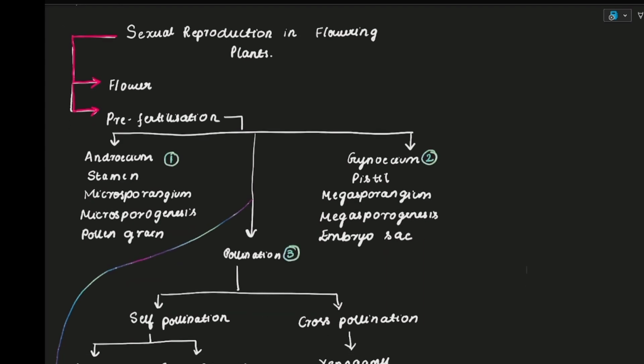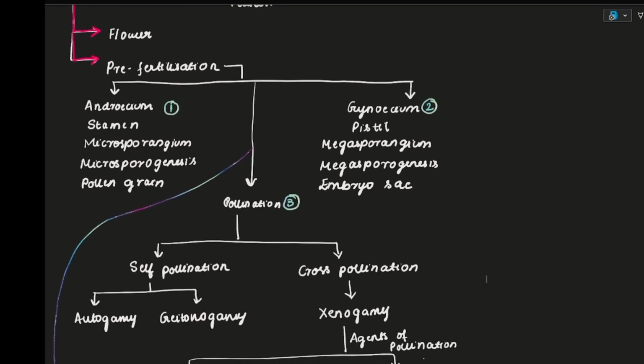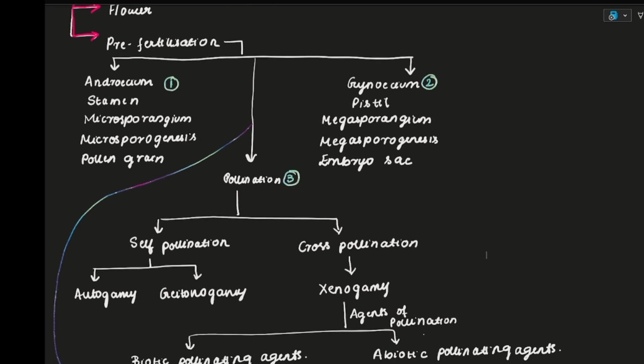So firstly you will learn about the structures, that is the androecium and gynoecium. You'll learn about stamen, microsporangium, microsporogenesis and pollen grain. And in the gynoecium part, pistil, megasporangium, megasporogenesis and embryo sac. I'm sure these words may be familiar to you because of learning last year on plant kingdom. But if you're not sure, no worries, we'll be dealing with all of this in this chapter.